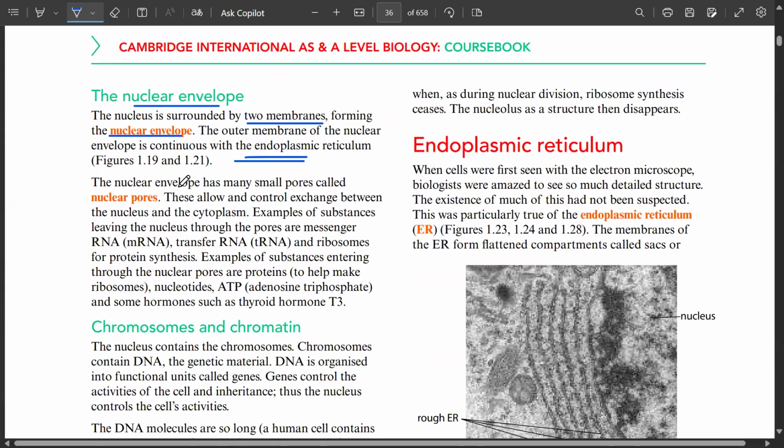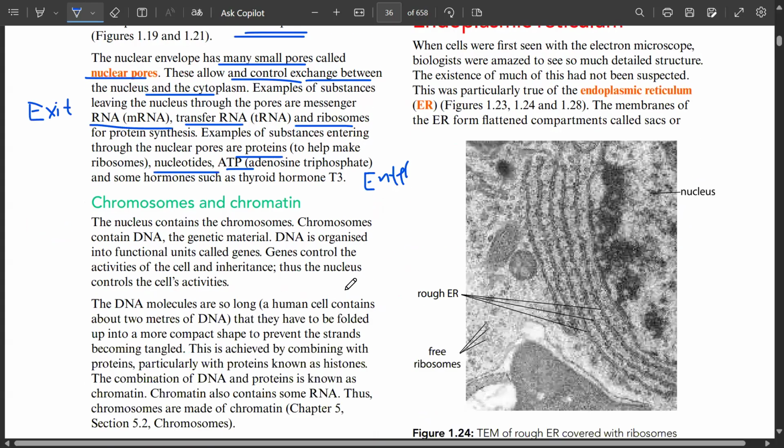The nuclear envelope has many small pores called nuclear pores. These allow and control the exchange between the nucleus and the cytoplasm. The exiting substances include messenger RNA, transfer RNA, and ribosomes. And the substances that enter the nucleus include proteins, nucleotides, and ATP. What is ATP? It stores energy. Good, it's an energy carrier basically.